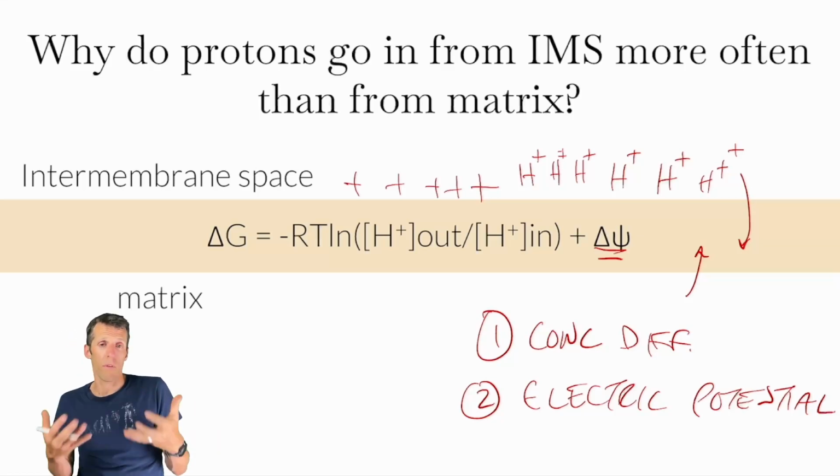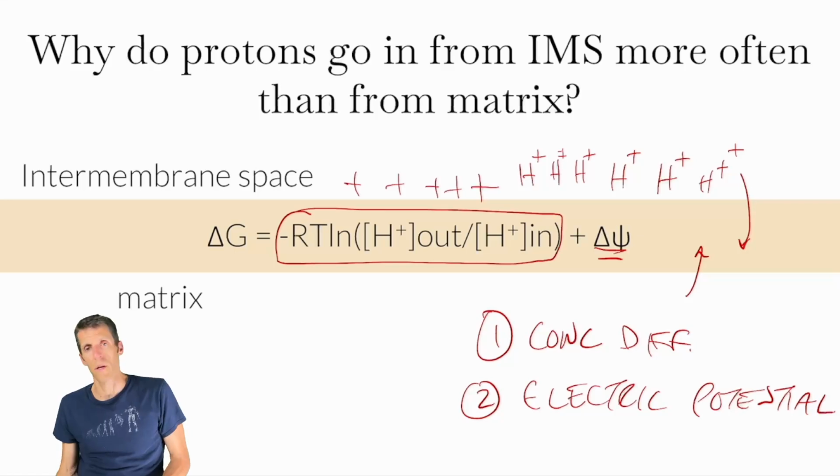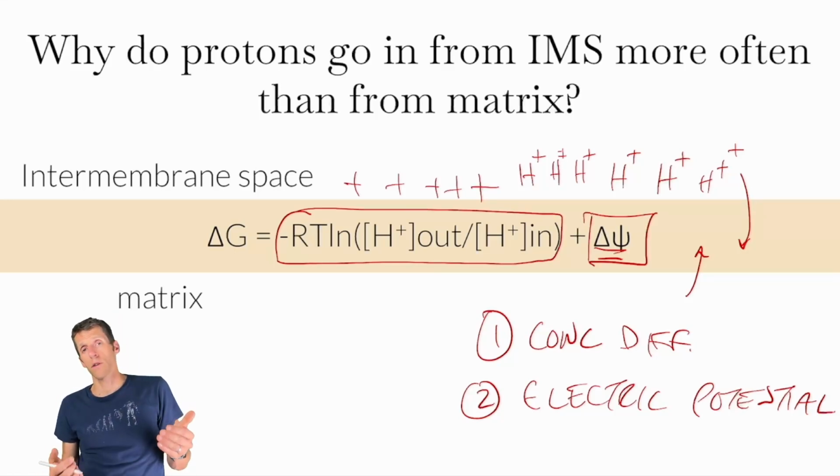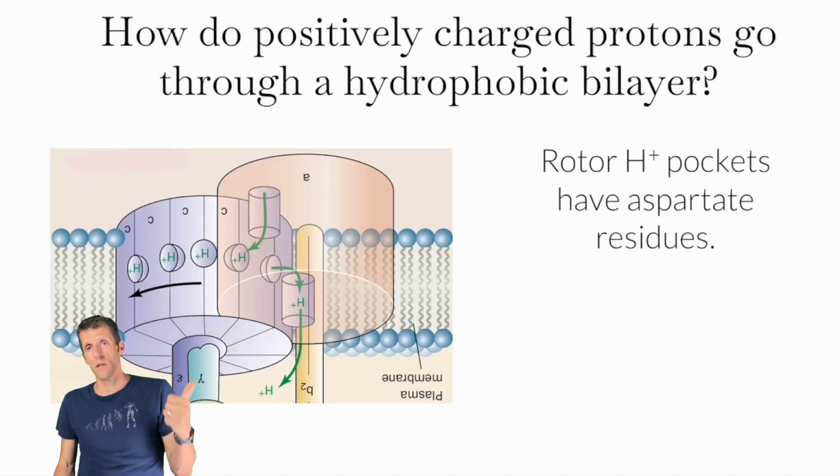So from these 2 factors, from the concentration difference, which is encoded by this equation, and the potential difference, which is described by this, we can get the overall free energy. It says if we had to make a bet, we would see a proton going from the IMS to the matrix more often than we would see a proton going from the matrix to the IMS. All right, so that was the first question. That says why protons are going to want to flow in one direction.